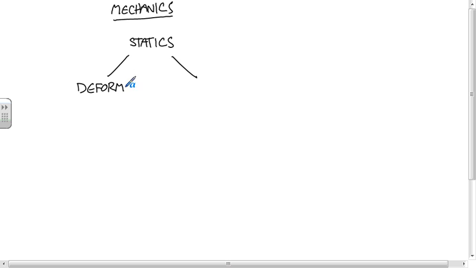So statics is part of a general area of engineering calculations called mechanics. And I would say it kind of goes like this, in a tree structure. Statics is the beginning of all of it. And from there, it branches into deform on one side and dynamics on the other side.